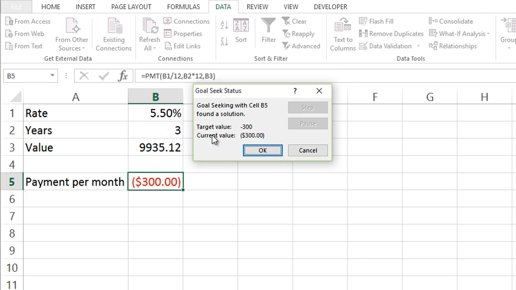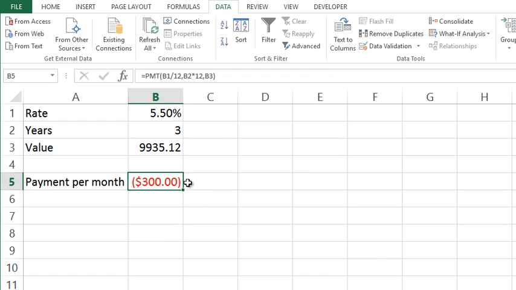As you can see, GoalSeek says, I found a solution, we did it. You go, OK, there's my payment of $300 per month based on this interest rate over this number of years, and it tells me this is how much money I can get. So GoalSeek is really handy to work backwards in any formula, not just PMT. So give it a shot. It's a really underutilized feature in Excel.